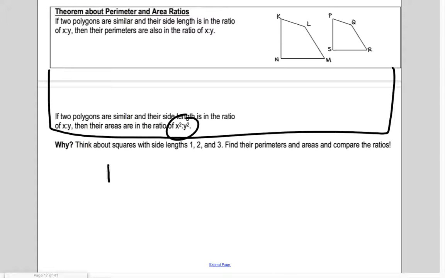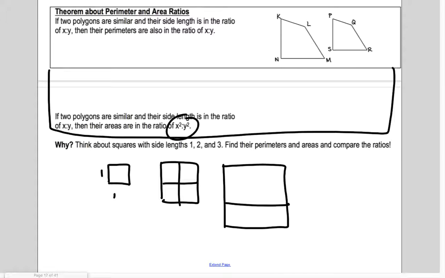Okay, and that's where I said, think about if you have a 1 by 1, a 2 by 2, and a 3 by 3. What's happening to the areas? Do you guys see how I'm going from an area of 1 to an area of 4 to an area of 9? These were originally in the ratio of 1 to 2 to 3. See how we squared each of those? That's what's happening.